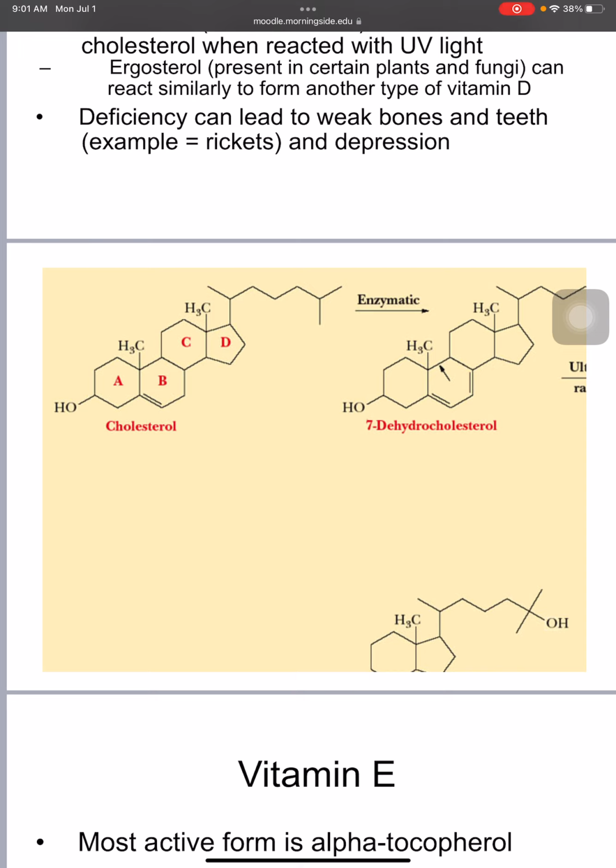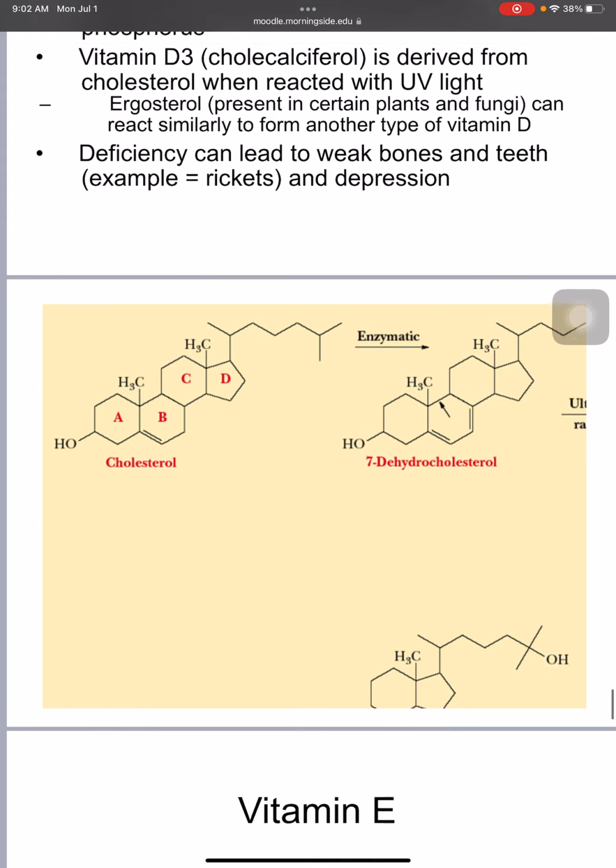You have an enzymatic reaction that causes cholesterol to derivatize and form something called 7-dehydrocholesterol. And then this intermediate interacts with UV light. And you see when it interacts with UV light, you end up having one of those rings split open. And that is actually the formation of the vitamin D3 or cholecalciferol.